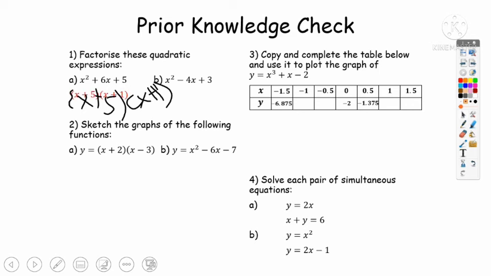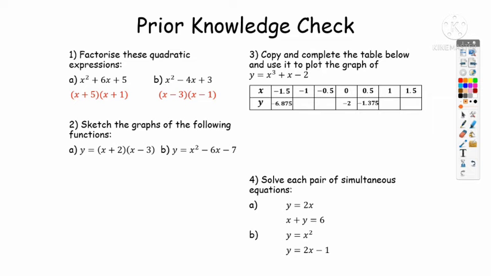Okay. Which is what I've got there in red. So we've got x squared minus 4x plus 3. So we want factors of 3 that add to minus 4. So you've got minus 3 and minus 1. Yep. There we go.